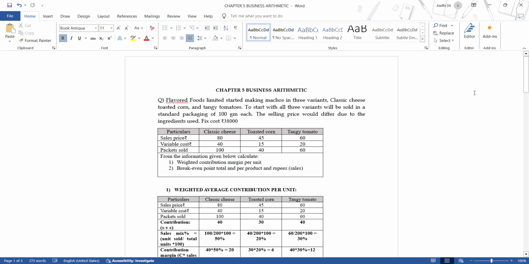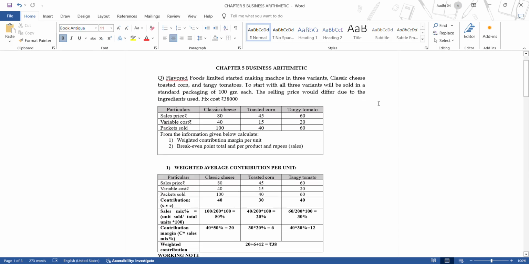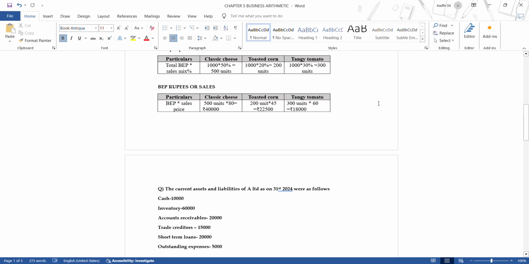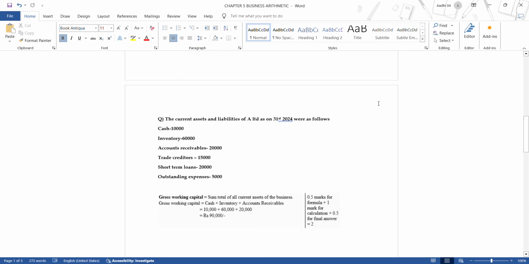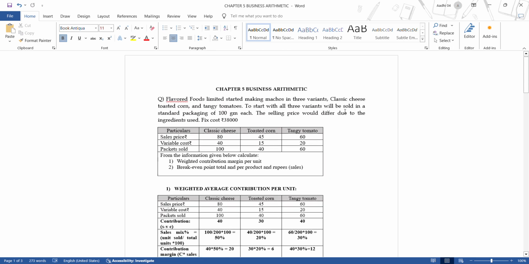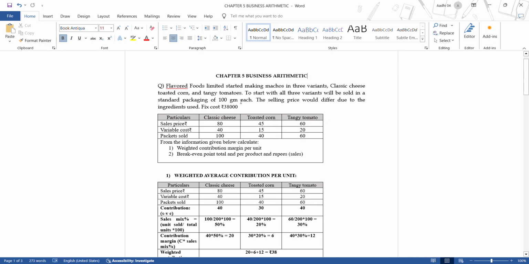So today we are going to discuss chapter 5, business arithmetic, from the entrepreneurship for grade 12. We are going to discuss one of the important topics, that is weighted contribution margin, break-even point in total, per product, and in rupees. In other terms, the questions may come in sales also, and we are also going to discuss how to calculate gross working capital.